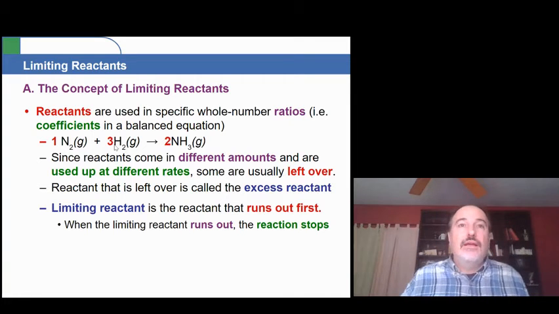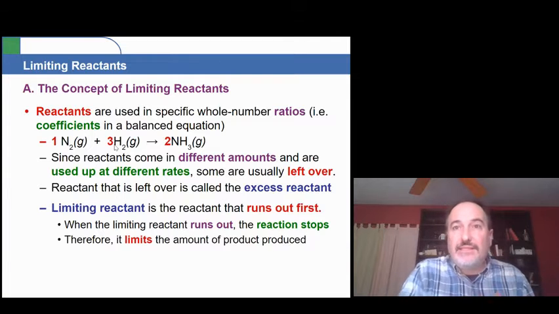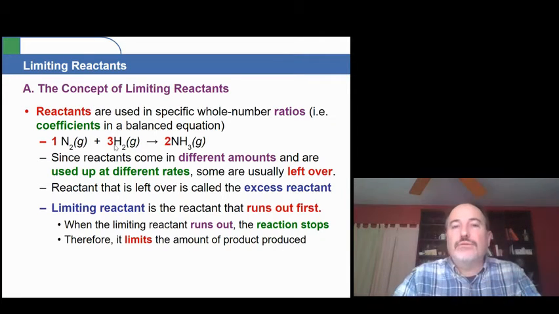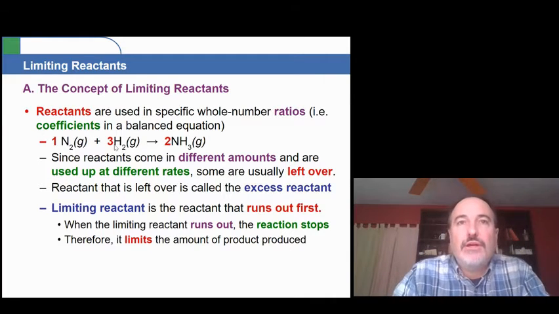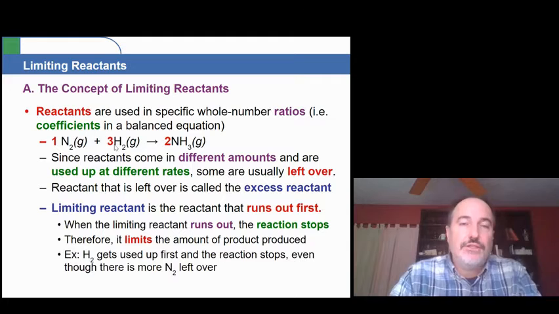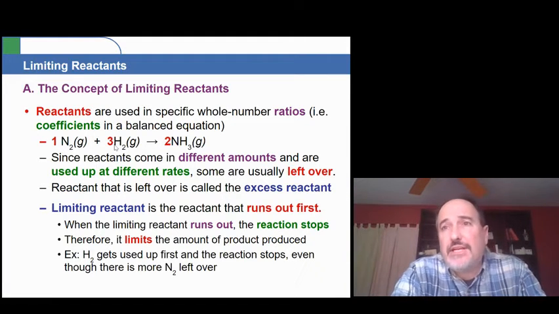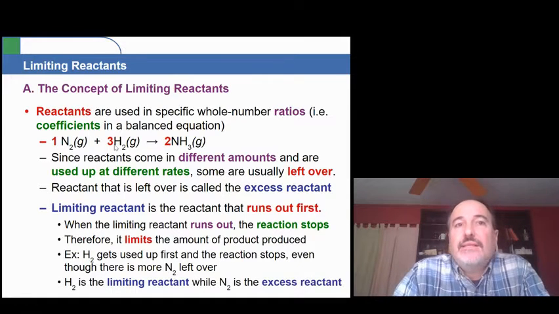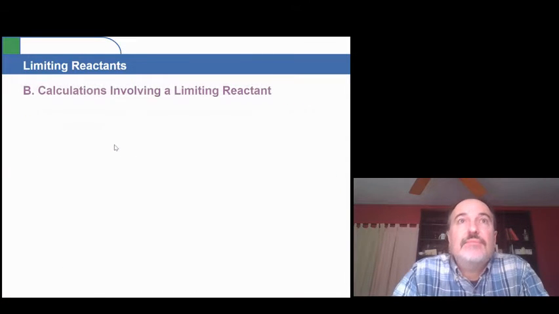That's what happens here. So the reactants run out, and therefore the reaction stops. It therefore limits the amount of product produced. All right? The 15 tires limit how many bicycles you can make. You are limited to only 7 bicycles. Therefore, that's why we call it the limiting reactant. In the example I showed you with the jars just a second ago, the hydrogen gets used up first and the reaction stops, even though there's more nitrogen left over. So in that case, the hydrogen is the limiting reactant, while the nitrogen is the excess reactant.